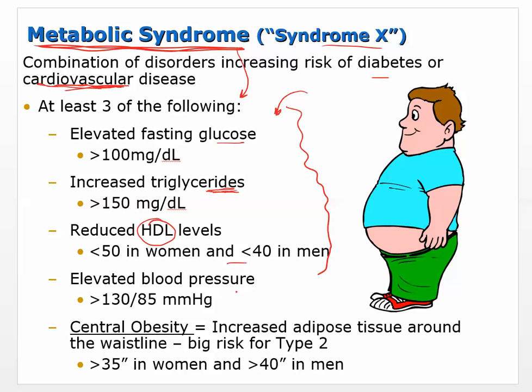That's an indicator. Elevated blood pressure, so high blood pressure, over 130 over 85. And then this idea of central obesity, the bigger, larger belly, abdominal region. So increased adipose tissue around the waistline, and that's a big risk for type 2. So above 35 inches in women and above 40 inches in men.